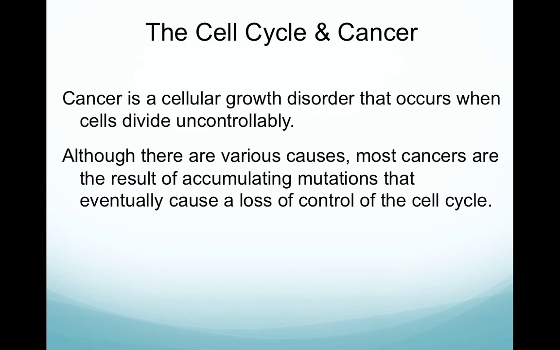Cancer is a cellular growth disorder that occurs when cells divide uncontrollably. Although there are lots of different causes, most cancers are the result of accumulations of mutations that eventually cause a loss of control in the cell cycle. Your textbook discusses some of the genes that are involved in cancer formation. Be sure to read that section to understand the importance of proto-oncogenes, oncogenes, tumor suppressor genes, and specifically the p53 gene.